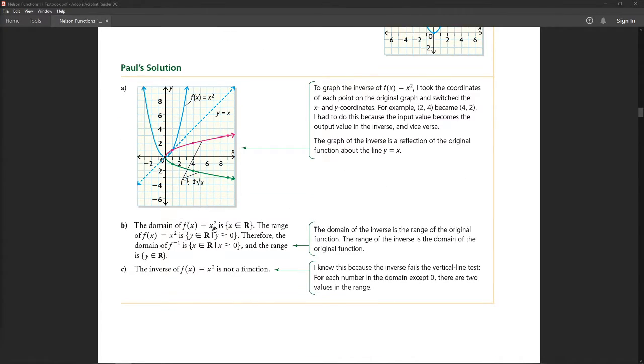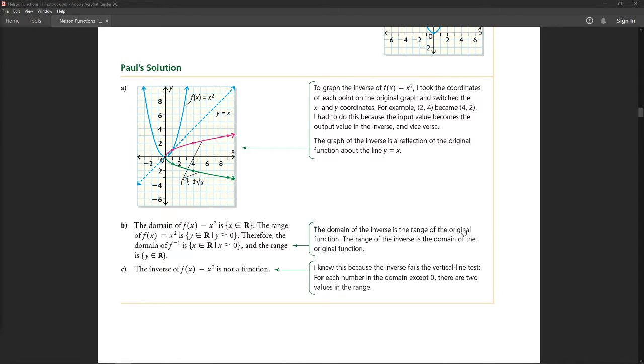The domain of f of x squared is x equals any real number. And the range of f of x squared is y greater than or equal to 0. Therefore, the domain of f inverse is x greater than or equal to 0. Okay, so again, they just swapped this. The definition for y becomes the definition for x, and x becomes y for the inverse. And the range is any real number.